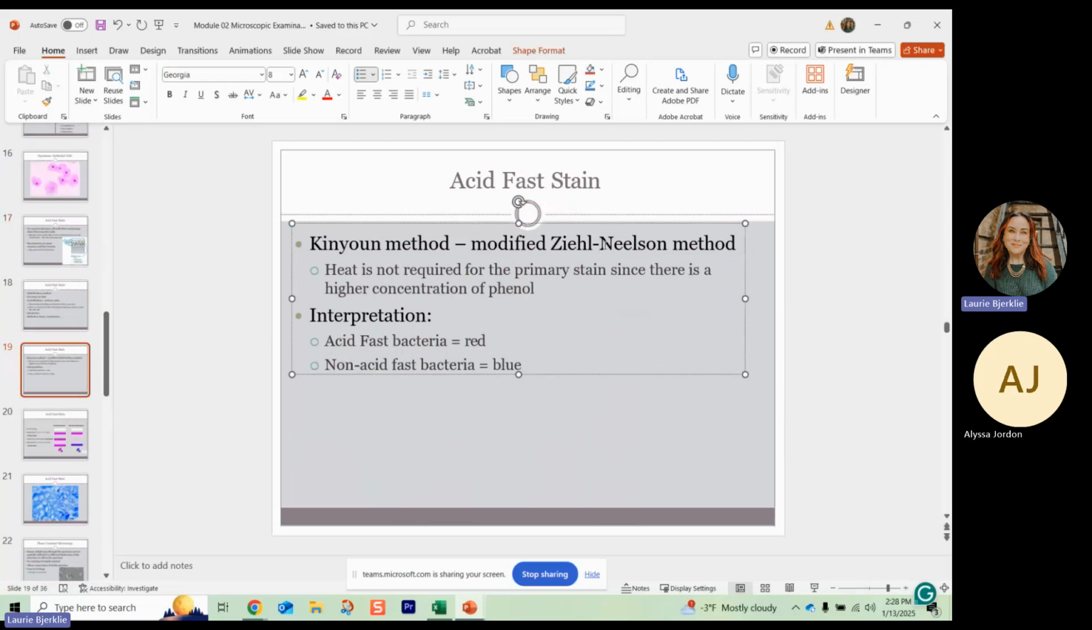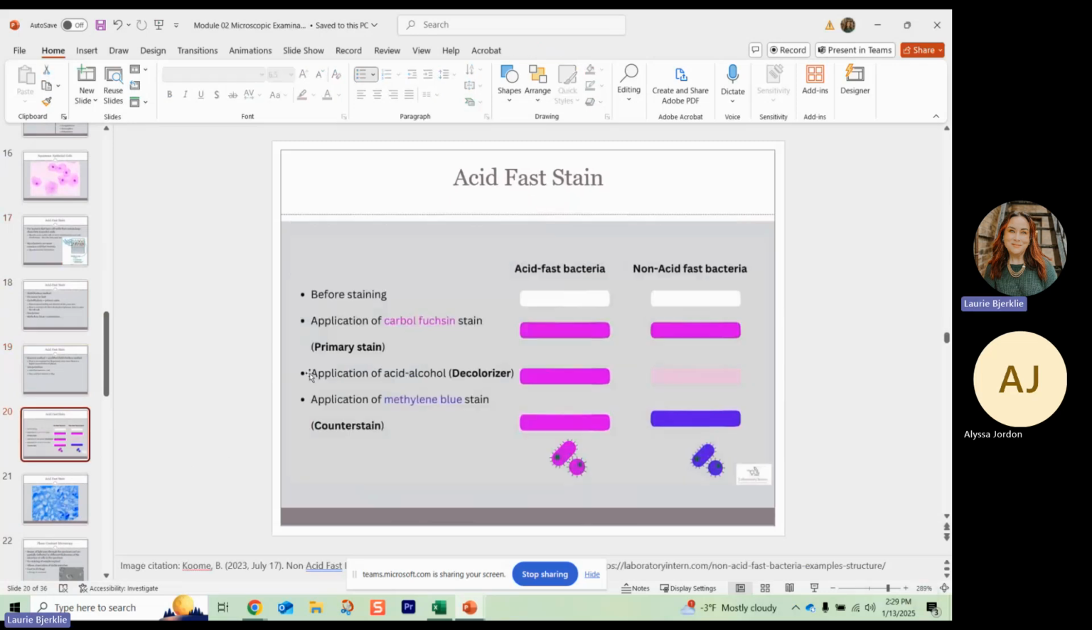It's a cold method. So again, interpretation: any bacteria that are considered acid-fast that do have the mycolic acids are going to be red or bright pink, if you will. Non-acid-fast are going to be blue. So we kind of have that representation here. Before staining, neither one was stained. After they apply the carbofuchsin layer, they both are this pink purple color.